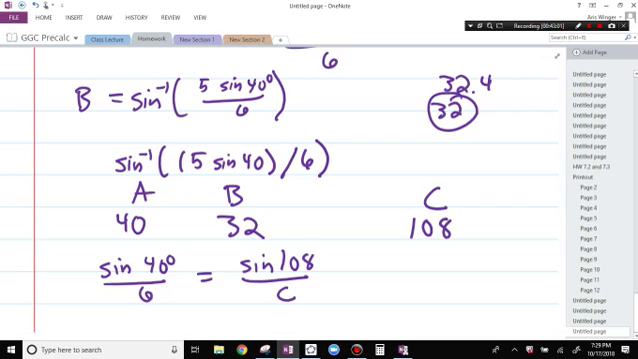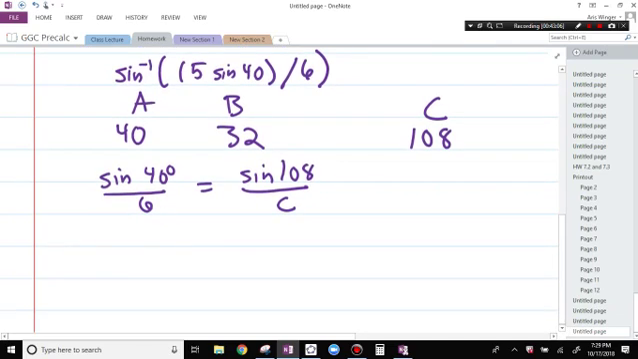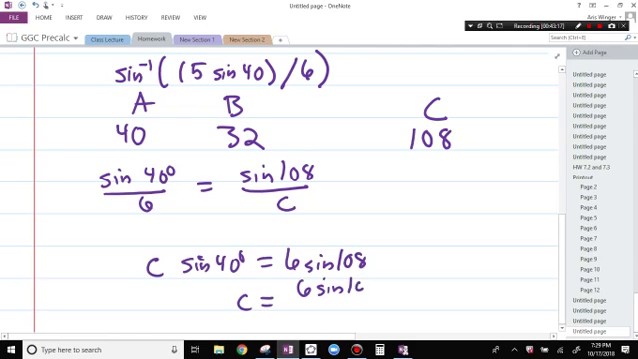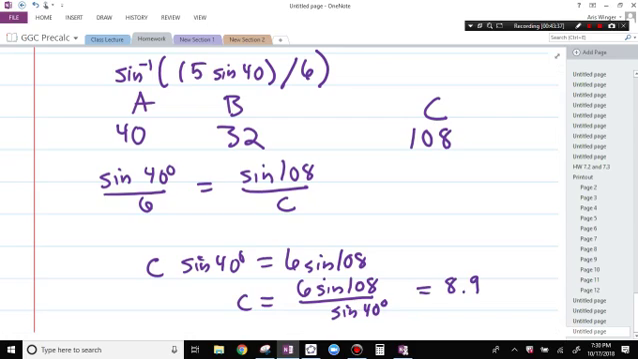Cross multiply. C sine of 40 equals 6 sine of 108, and then C is 6 sine 108 over the sine of 40, and that thing should be huge. 8.9. So yeah, it has the other ones crushed, right? It's clearly the longest side. The angle is 108 degrees. It's the largest angle in the triangle, so it should be opposite the largest side.